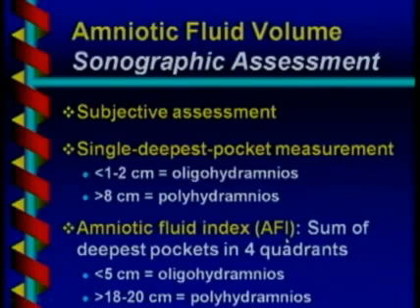So the sonographic assessment can use subjective assessment, single deepest pocket measurement, or the amniotic fluid index, which is the sum of the deepest pocket in the 4 quadrants. Single deepest pocket is considered to be oligohydramnios if it's less than 1 or 2 centimeters, and polyhydramnios if greater than 8. The amniotic fluid index of approximately less than 5 centimeters is oligohydramnios, and greater than 18 to 20 is polyhydramnios.